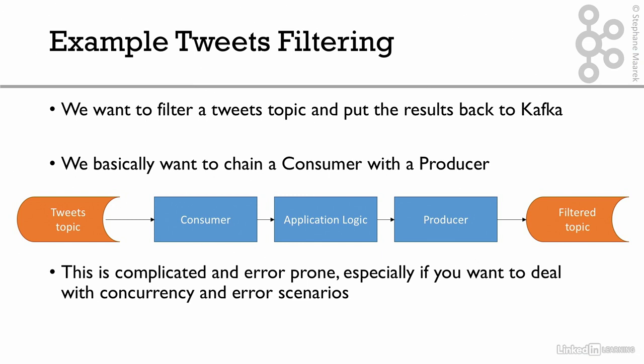So for example, we want to filter some tweets. So we want to have a tweets topic and put the result back into Kafka. What we want to do is to chain a consumer and a producer. So take the data from the tweets topic, put it in the consumer, then do some logic. For example, say, I will only keep tweets for the users that have a lot of followers, and then produce it back into a new topic. And overall, this is super complicated to write if you wanted to write it right now, because you have to deal with concurrency, error scenarios, resumes, reset, etc.